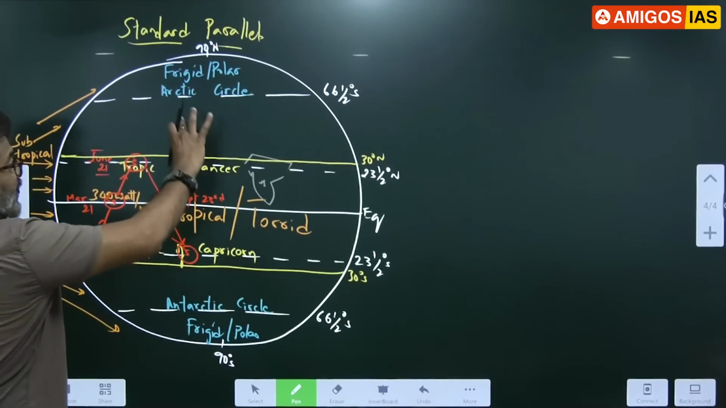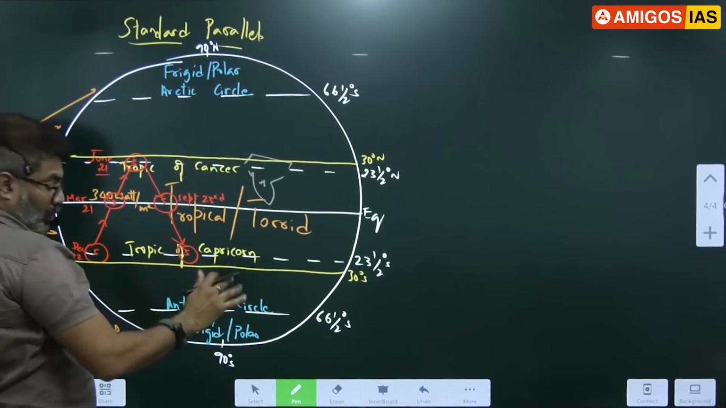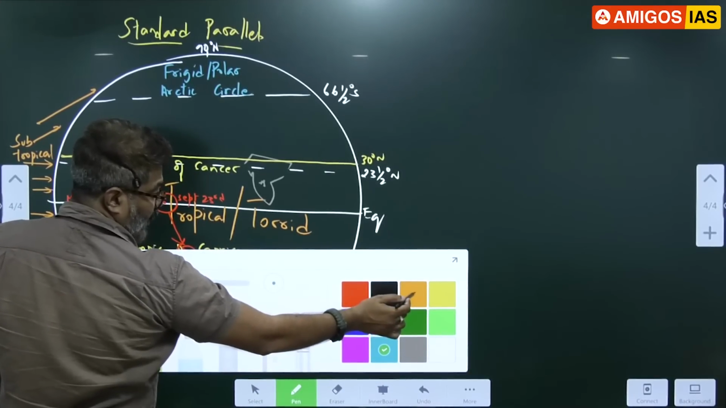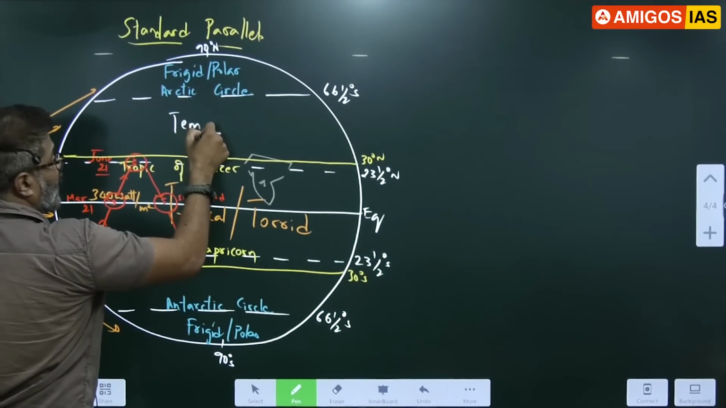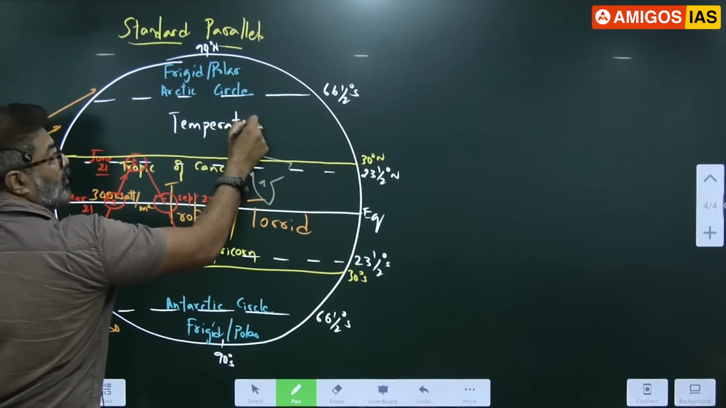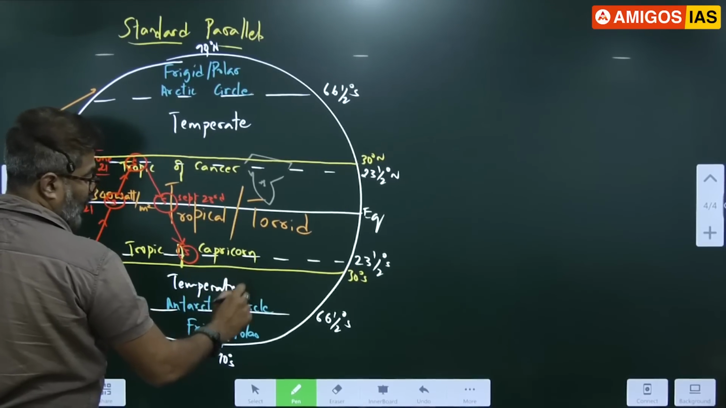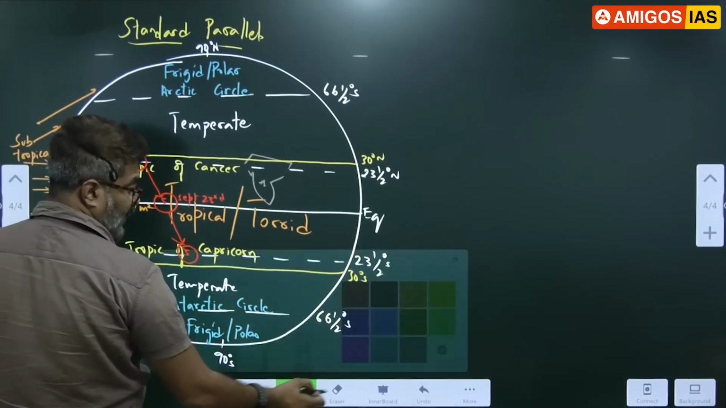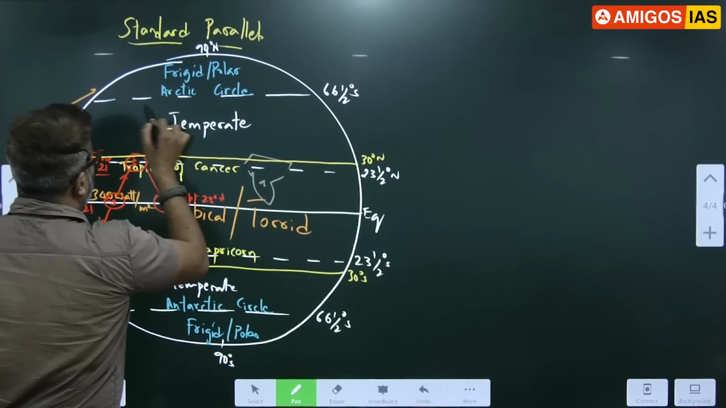Okay. What about this area here? Neither too cold, not too hot. Moderate. So it's called as temperate. That is called as temperate. This area is called as temperate. Temperate means what? Moderate. Got the terms now? Okay. See here, all of you. I am not done yet. This belt. Notice this belt.